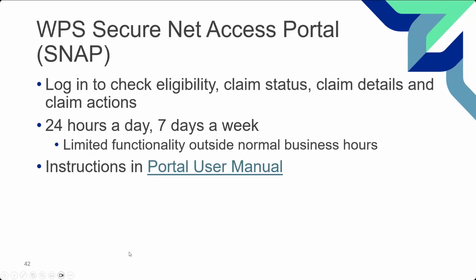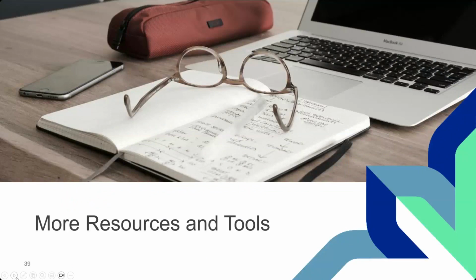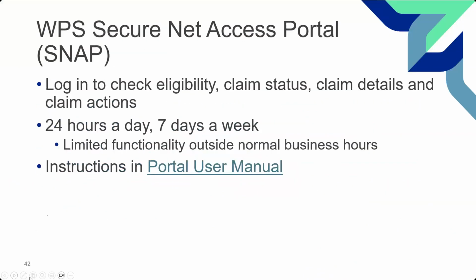Another self-service tool is Snap. Oh, I'm sorry, scrolled there when I shouldn't have. SecureNet Access Portal, I showed you where you can find the portal user manual, links to it. This can be used to check eligibility, check claim status, claim details, and claim actions.